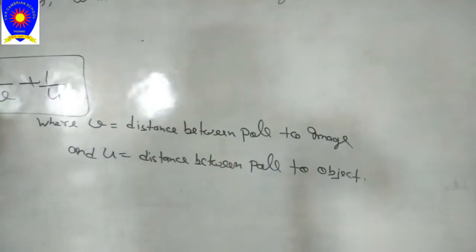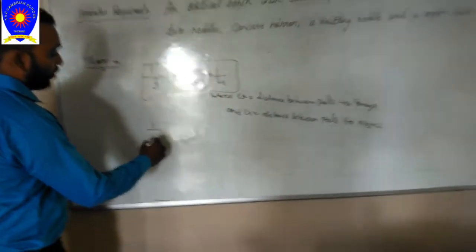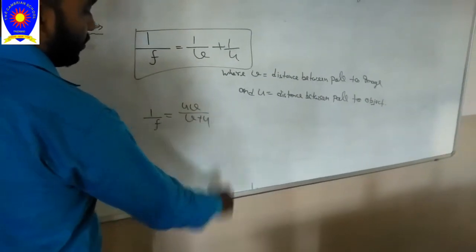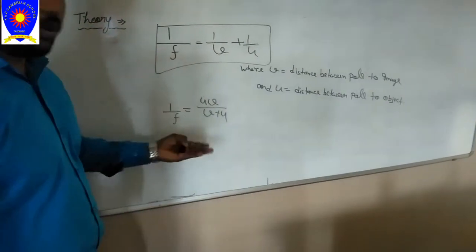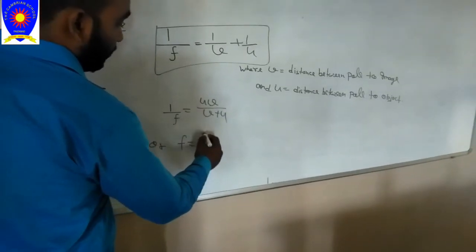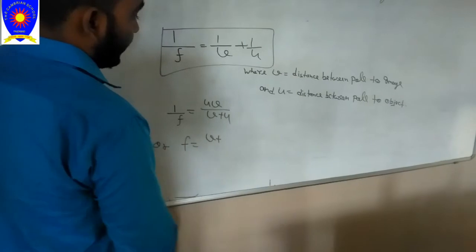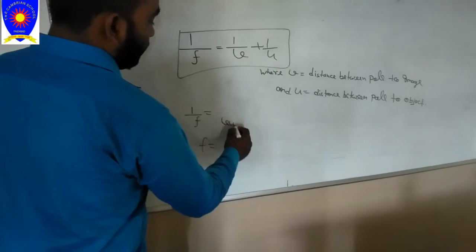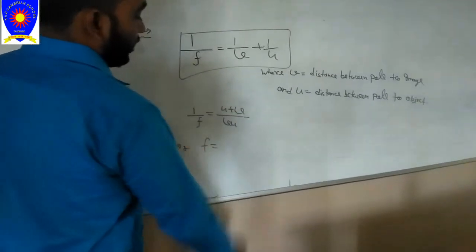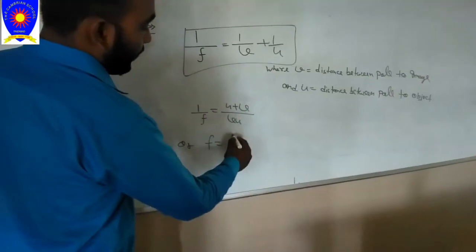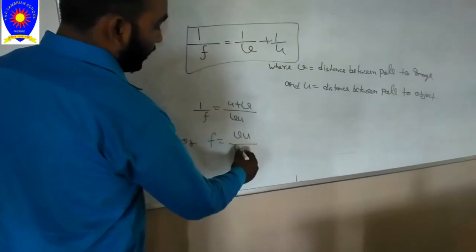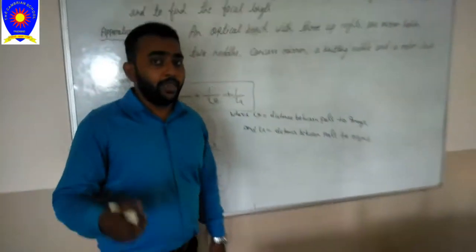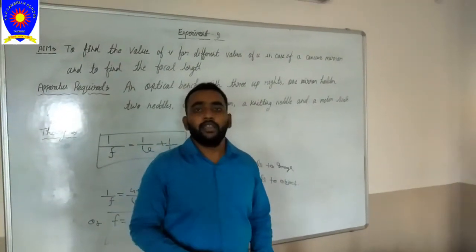Okay, so according to this formula, we can get 1 upon F is equal to (U plus V) upon UV, or the reciprocal of focus F is equal to U plus V upon UV. The LCM of this is VU, so its reciprocal will be F is equal to UV upon U plus V. So with the help of this, we can find the focal length of the given concave mirror.